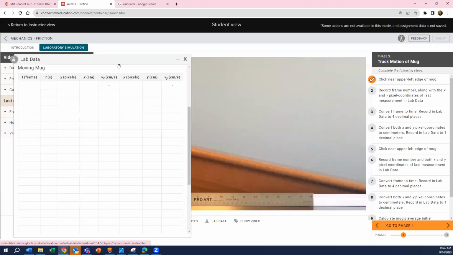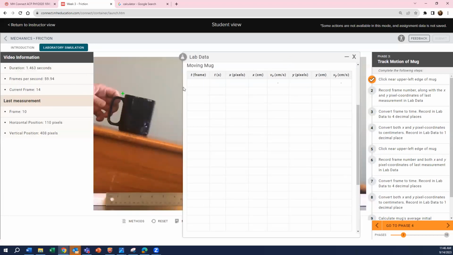So now we'll go to our lab data. Here we have the moving mark, the T frame. The last measurement we have for this is 10. Horizontal position, the X pixels, we have 110. The vertical position, the Y pixels, we have 408. So we got the check mark on the second point.